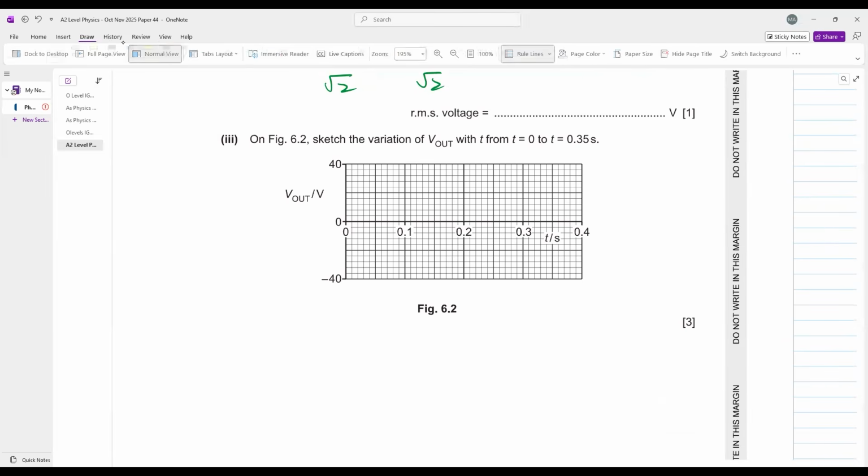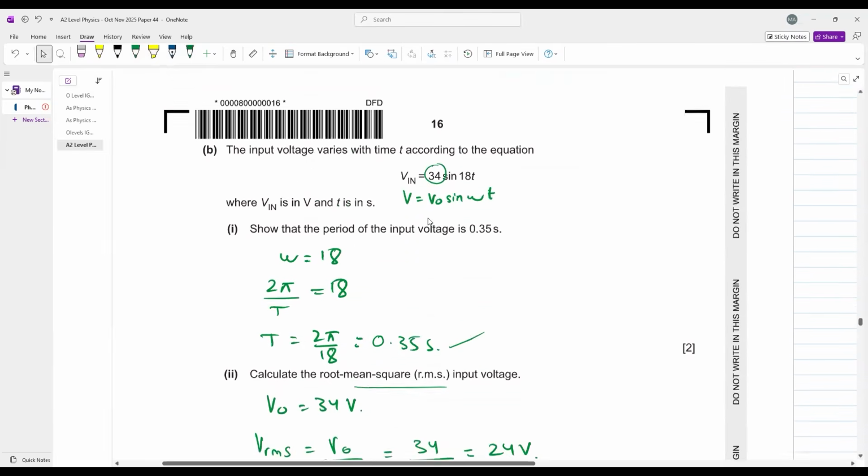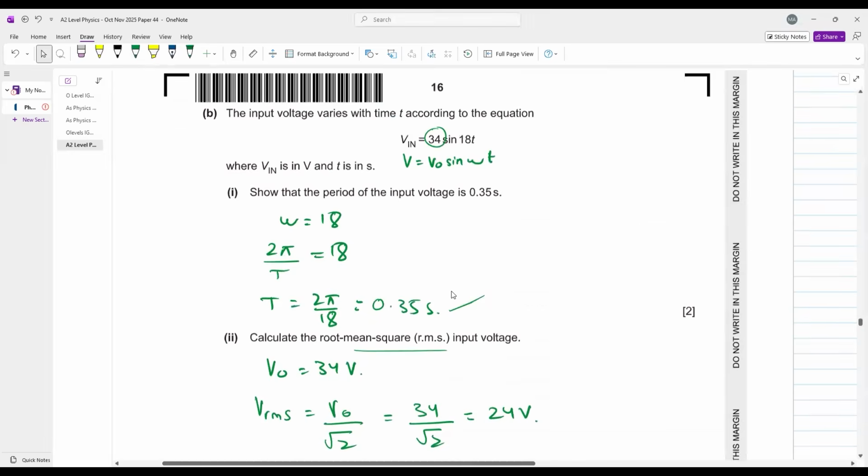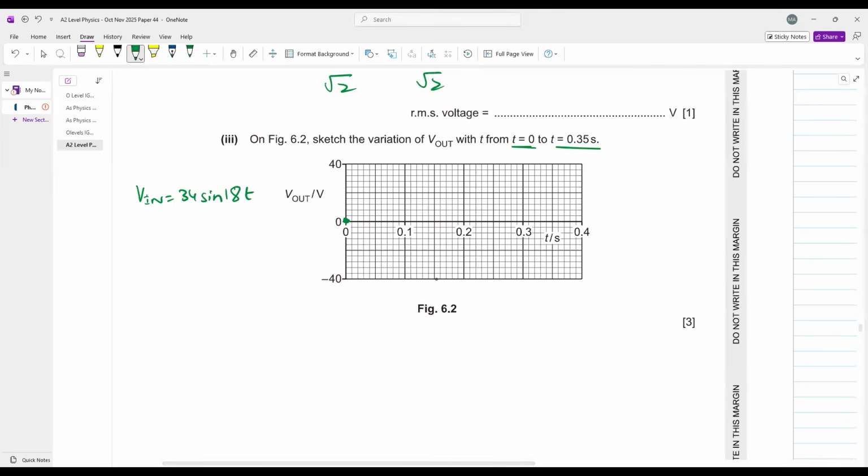Okay, so now you have to sketch the graph of output voltage. How will you do that? बेटा क्या आपको equation याद है? Input is equals to 34 sine 18t, ऊपर लिखी हुई थी equation. First of all, it is evident that we will draw a sine curve. We will start from the origin. You have to draw the output voltage ka graph from time t is equals to 0 till 0.35 seconds. That is one time period. Maximum voltage is 34. Perfect.